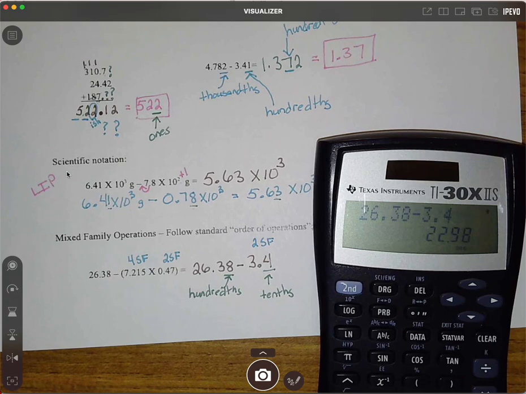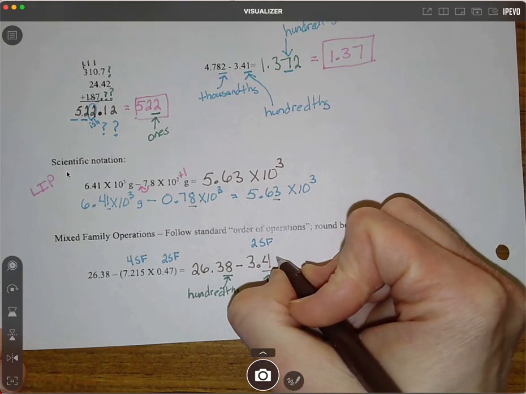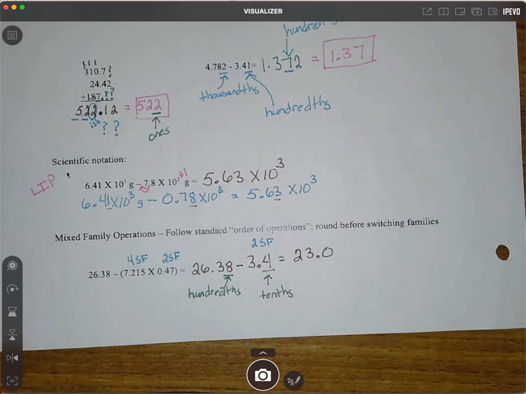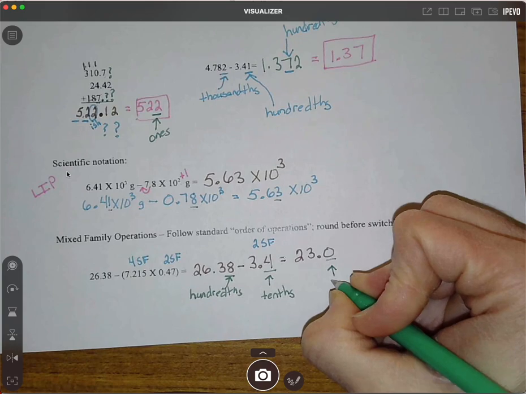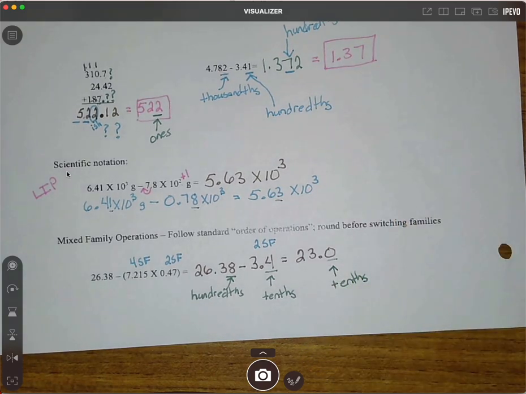Okay, so we have 22.98. I get to keep to the tenths place. The 8 says round the 9 up to 10, making the final answer here 23.0, because now this follows the add subtract rule, and goes to the tenth place.